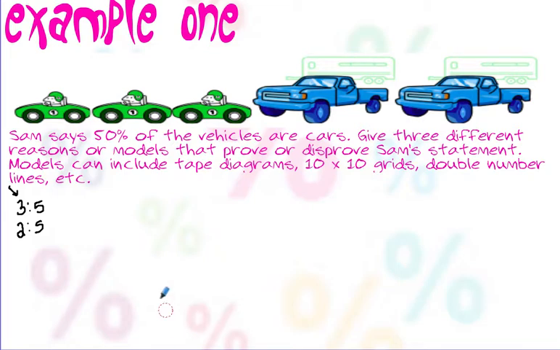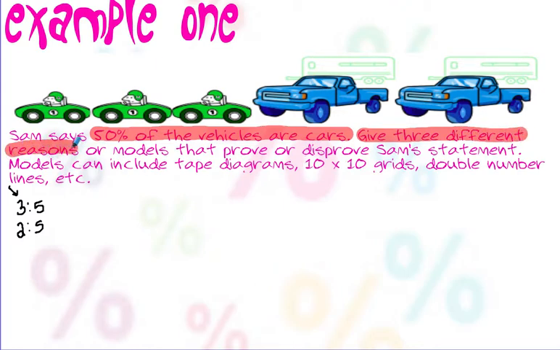All right, so now here we have the question. Sam says 50% of the vehicles are cars. Give 3 different reasons or models that prove or disprove Sam's statement. Your models can include tape diagrams, 10 by 10 grids, double number lines, etc. So here he says 50% of the vehicles are cars, and it also says give 3 different reasons or models that prove or disprove Sam's statement. Okay, key terms here, we need 3 different reasons or models, so we can do a combination of those, and then 50% are cars.